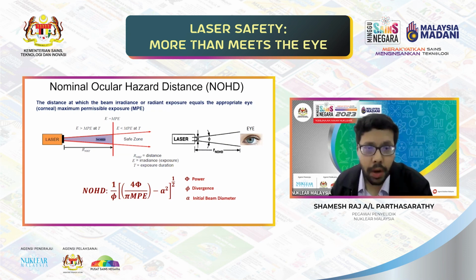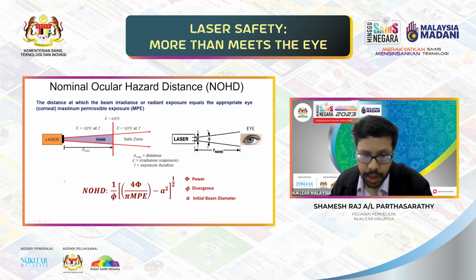For the second part of the hazard analysis, we go into the nominal ocular hazard distance, NOHD, analysis. The NOHD is generally the distance at which the beam irradiance or radiant exposure equals the appropriate eye or corneal MPE. If you look at this picture, the laser is energized and the laser beam is transmitted. The NOHD is where the energy is at MPE. Beyond the NOHD is considered a safe zone.